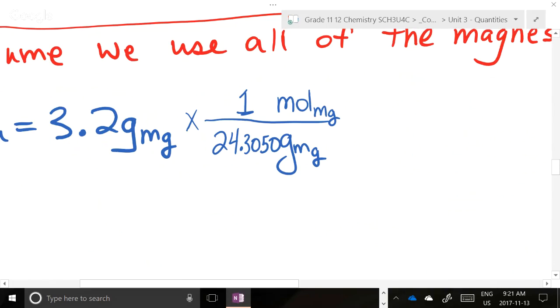Of magnesium, because grams of magnesium would cancel. Does that make sense? So if I stopped calculating now, I'd know how many moles of magnesium I'm starting with. Of course, that's not what I want to know. So what do I have to do next? Next step. Yeah.